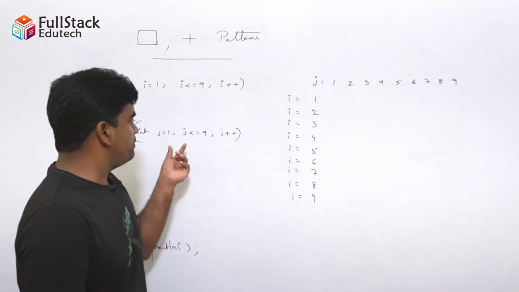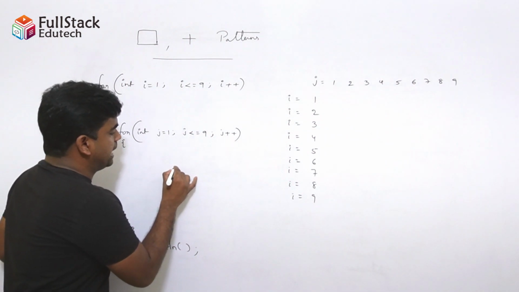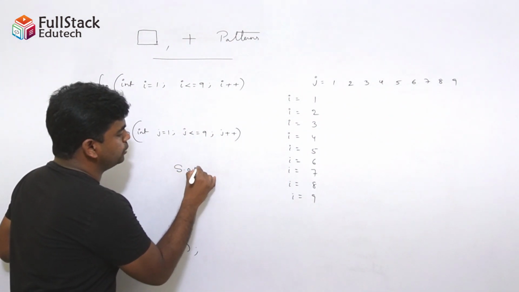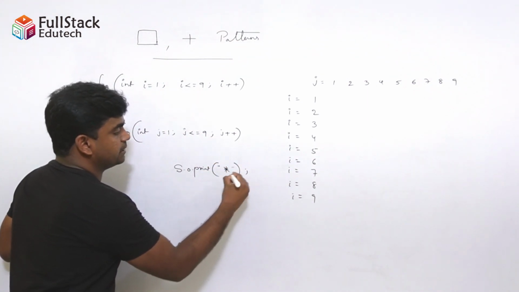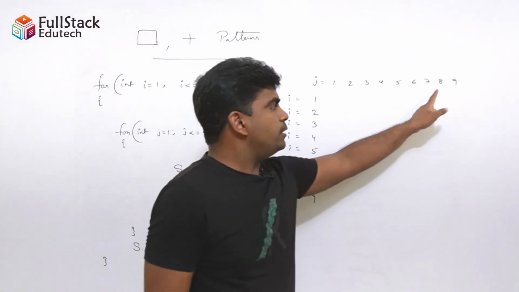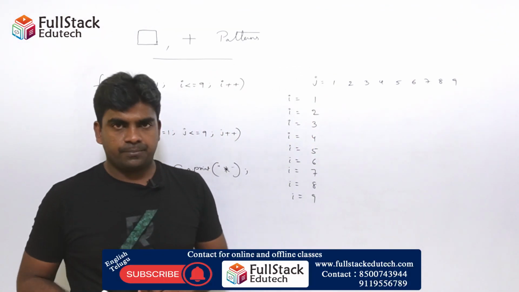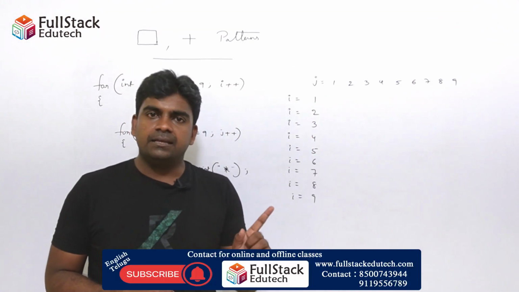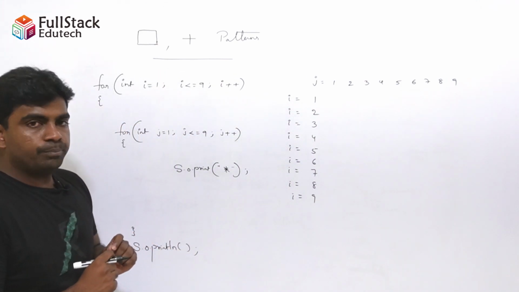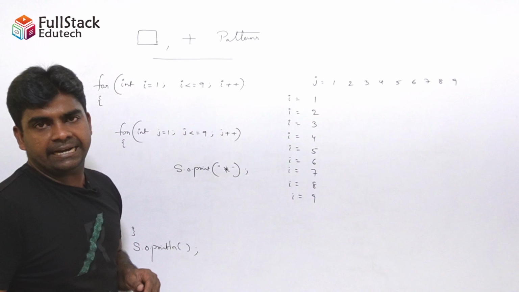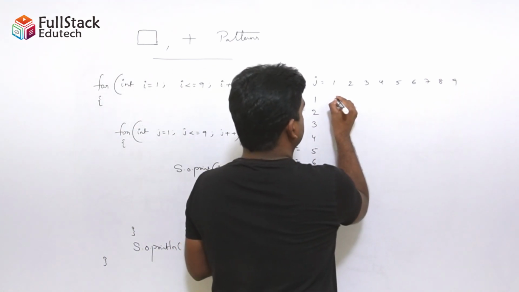So I am taking j value as 9. Here, if you print star directly with system.out.print, everywhere in 9 rows and 9 columns, a total of 81 stars will print. That is what I explained in the last video. But now, I don't want to print totally 81 stars. I just want to print only in a box.